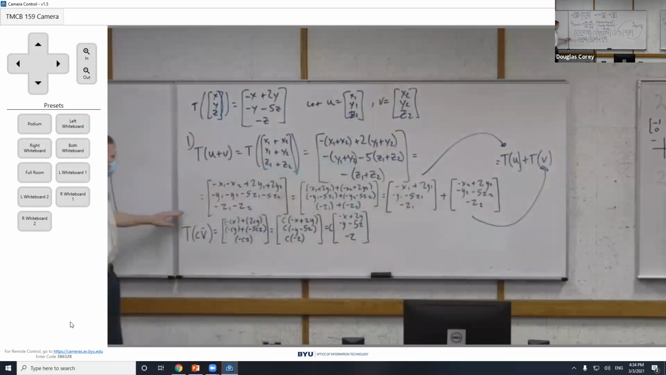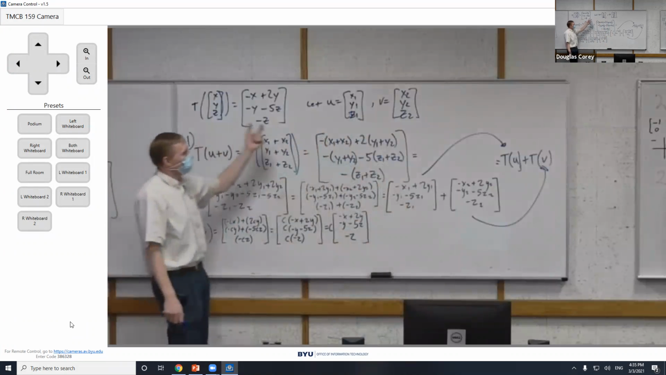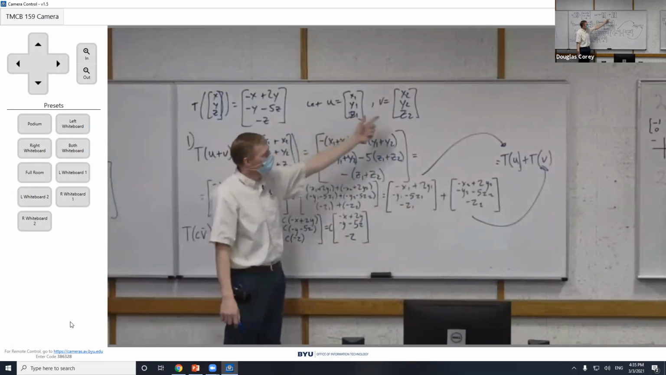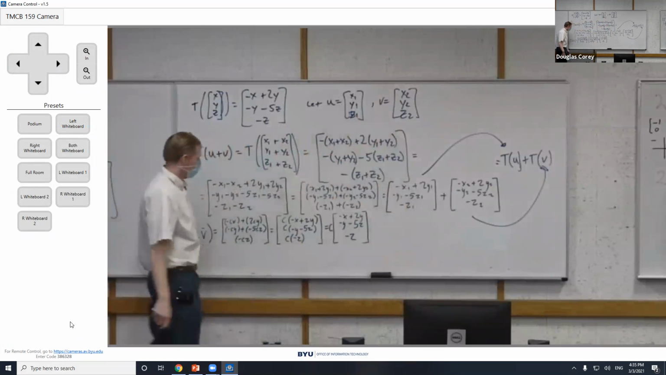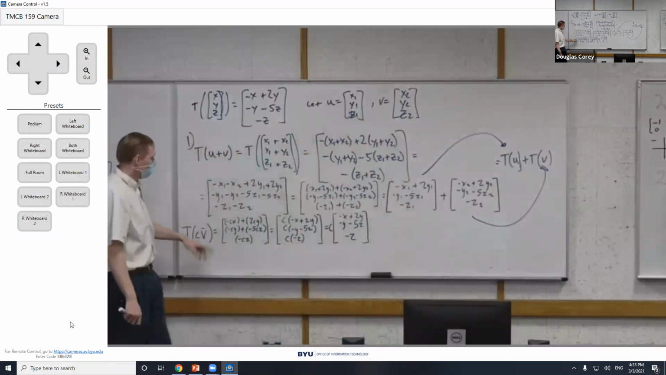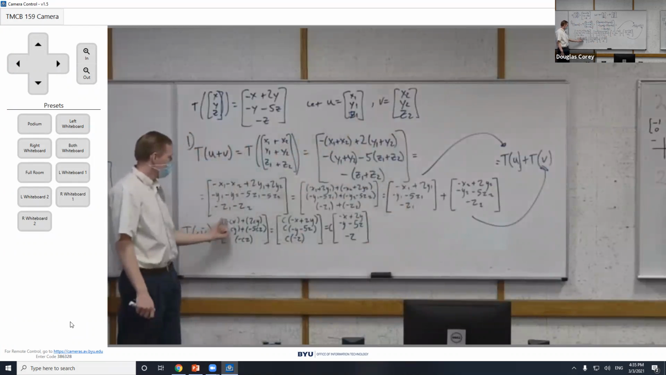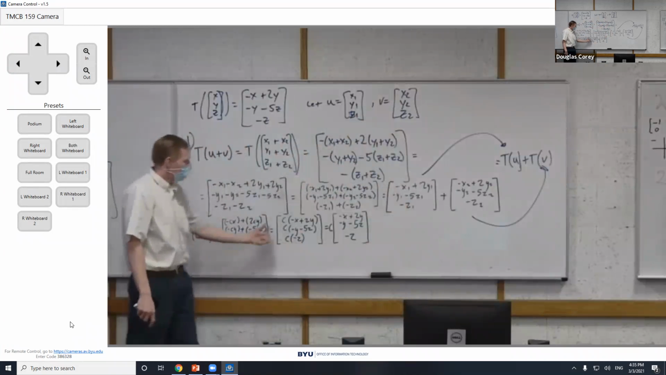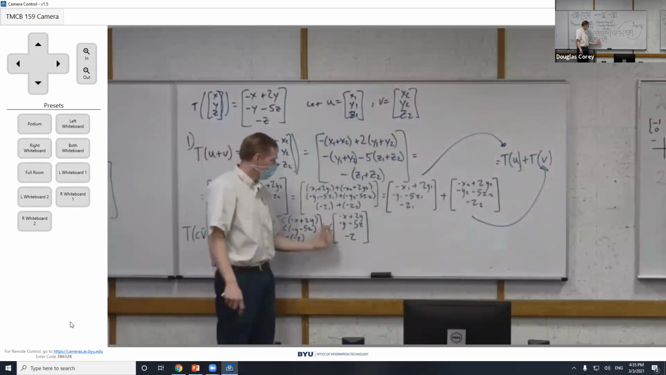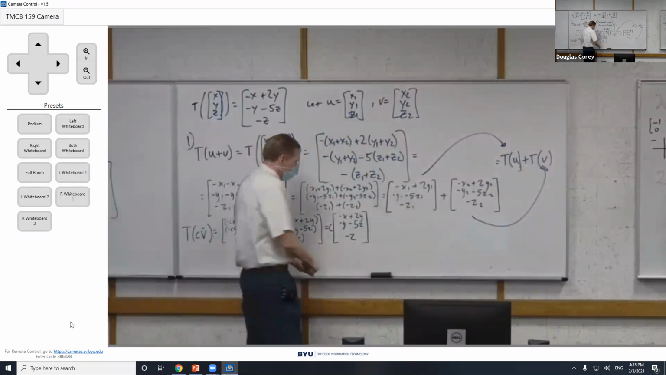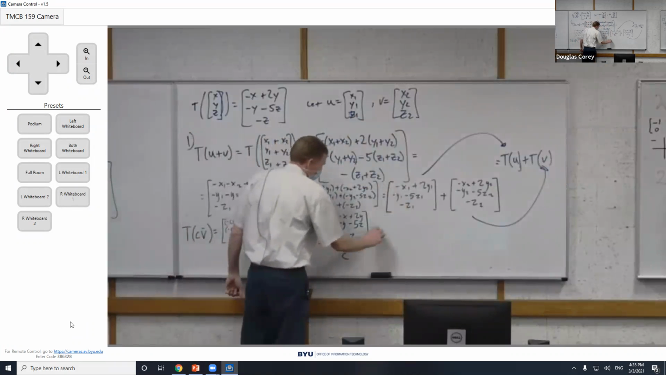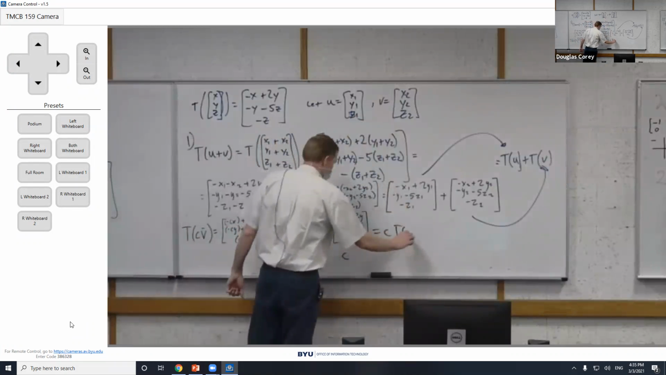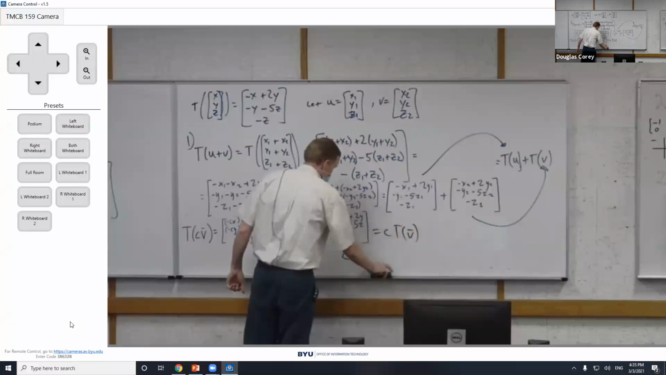And then a similar process with C. I just need one vector now, so I don't have to have my indices there. So just pick an arbitrary x, y, and z. Plug in C times that, and then pull out the C's. You can pull out the C one more time, and you get C times T of V.